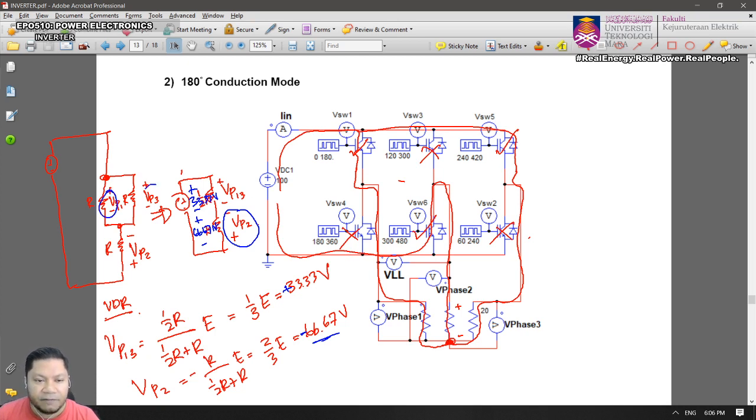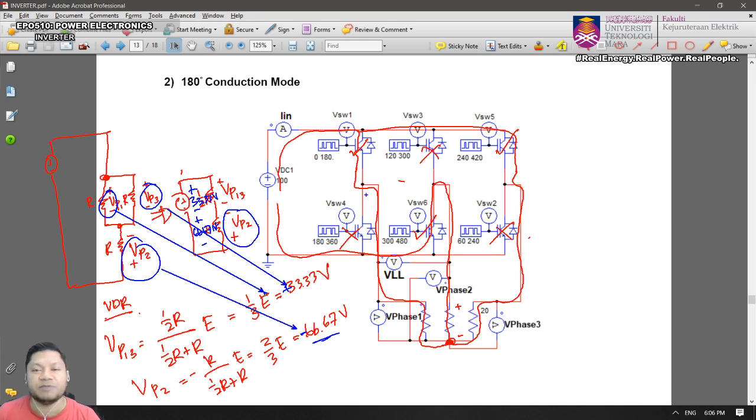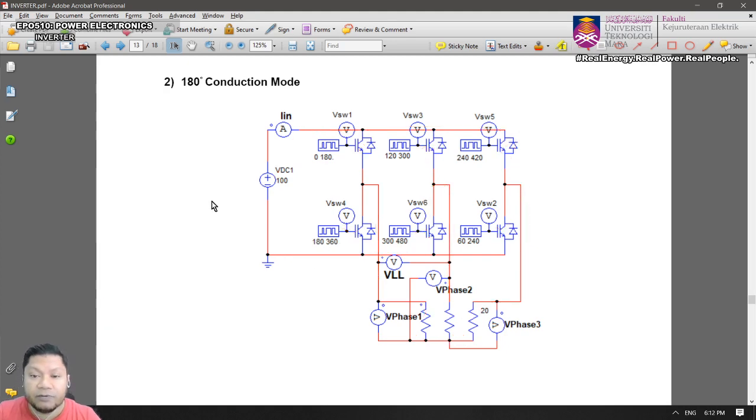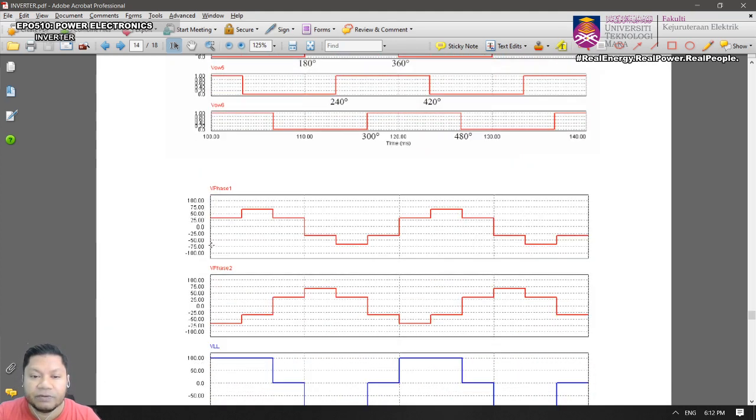Phase 1 and phase 3 will see this 33.3 volt, but across phase 2 it will have the negative 66.67 volt. Right? Understand? Okay, so let's look at the waveform. That will be the voltage.